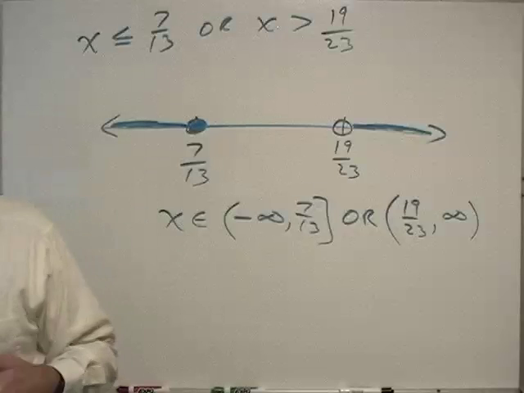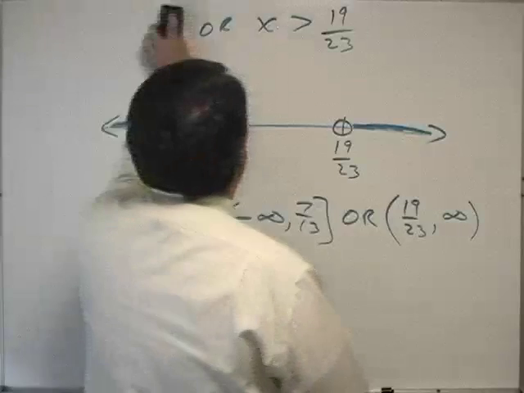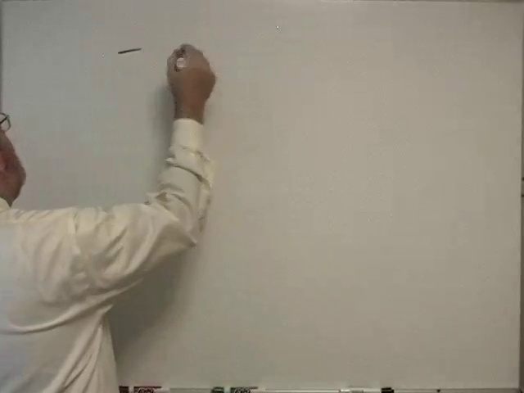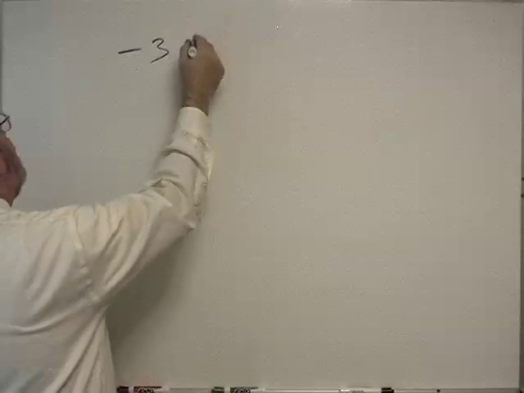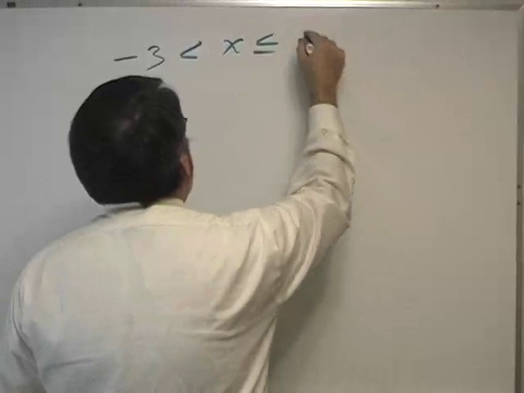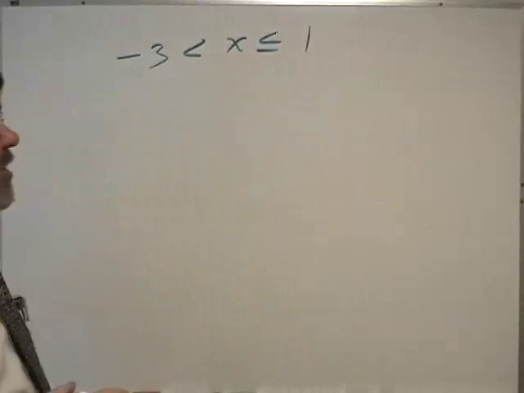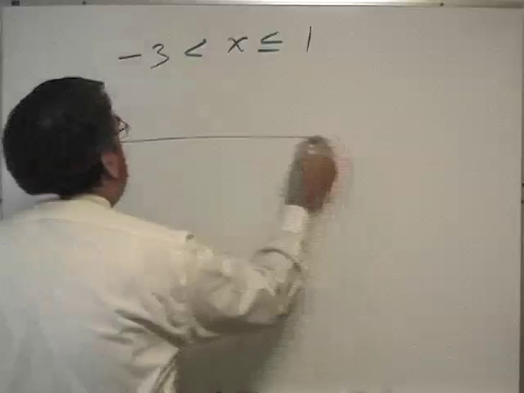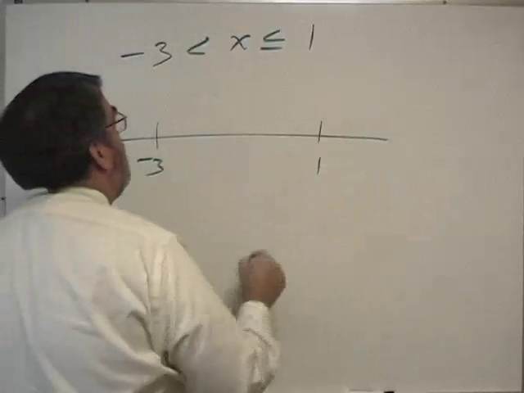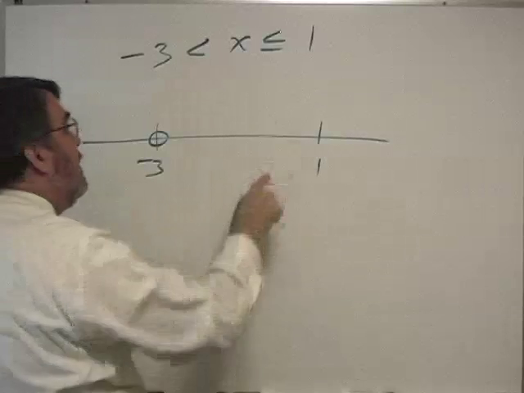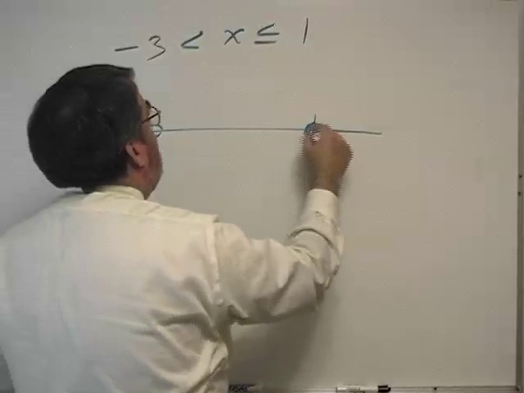And now let's do another one. This time I'll do a sandwich inequality. Suppose we had -3 is less than x, and that's less than or equal to 1. Okay, so this reads that x is sandwiched between -3 and +1. So -3 goes here, 1 goes there, and an open circle on the -3 because it reads less than, but here because it reads equal I'll use a closed circle.